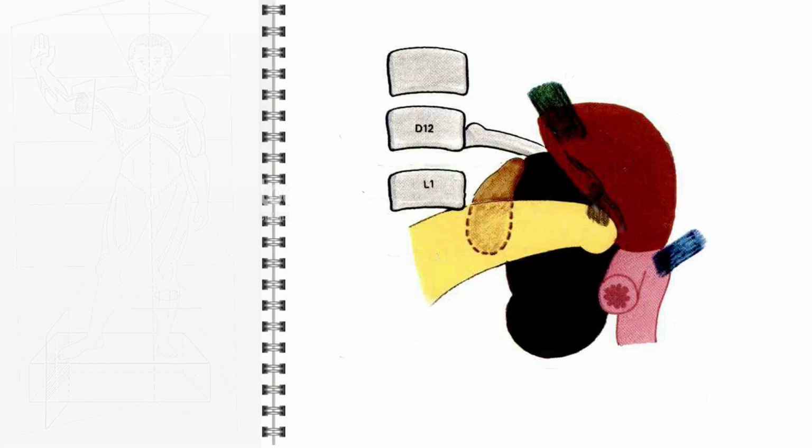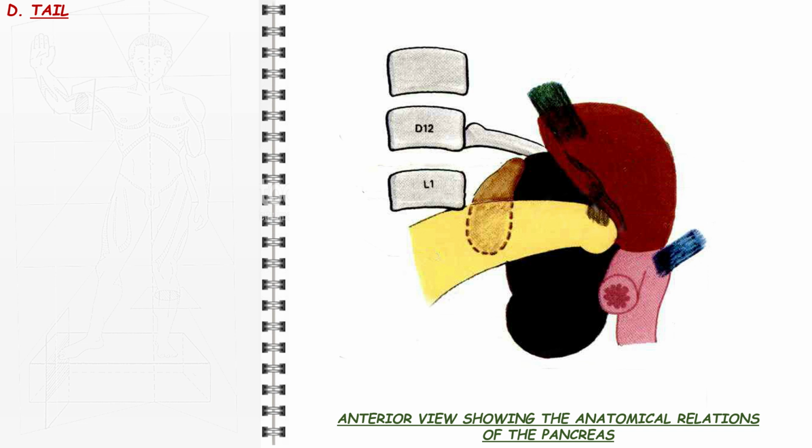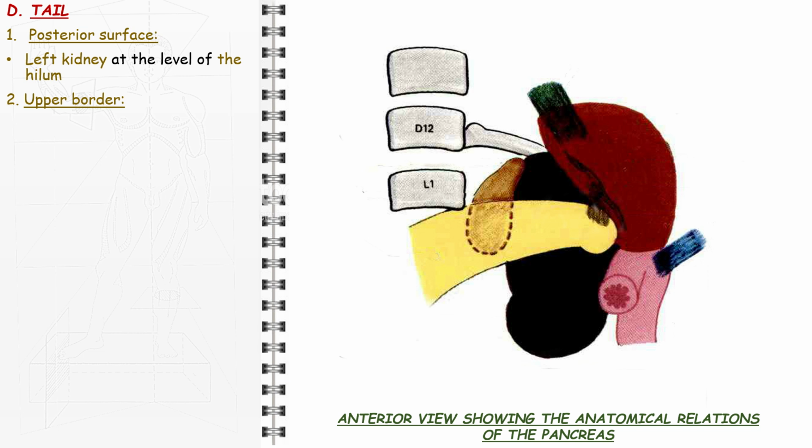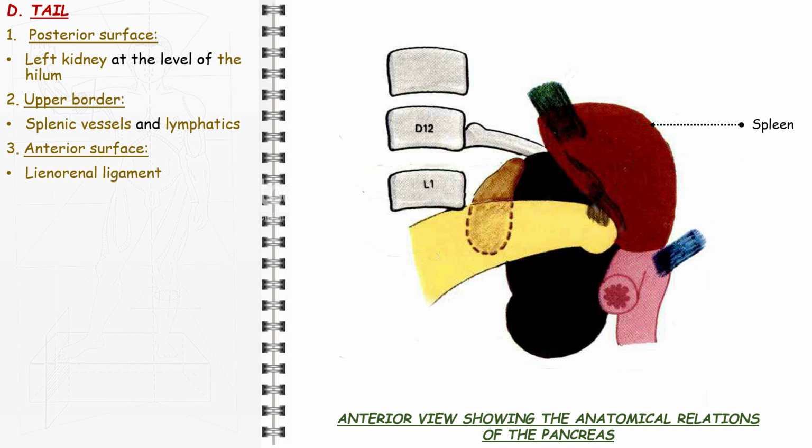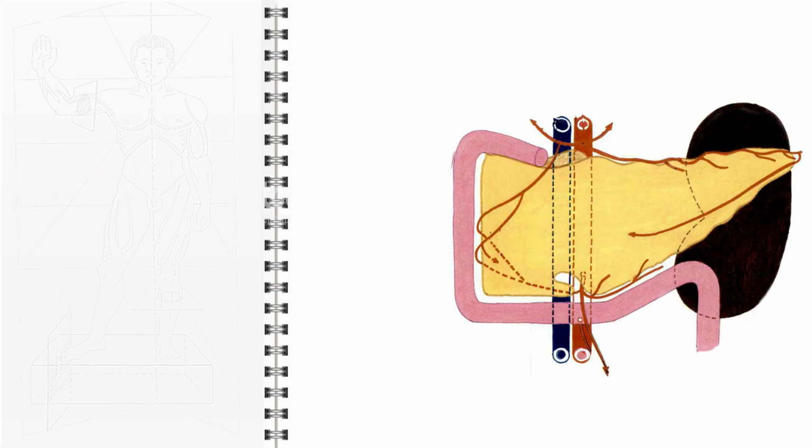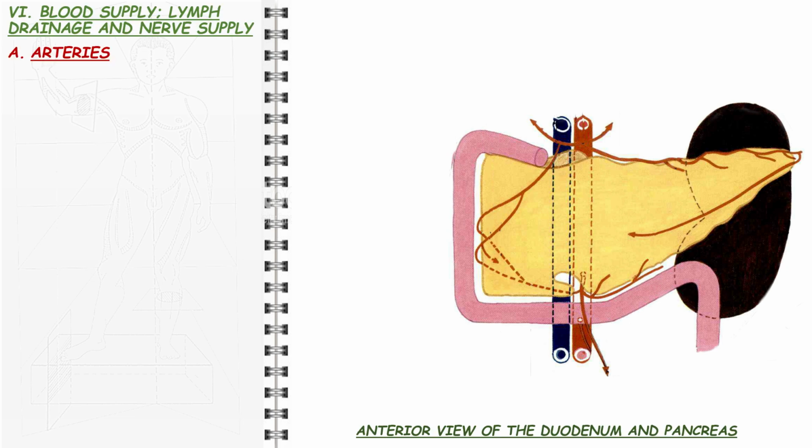The posterior surface of the tail is in contact with the left kidney at the level of the hilum. The upper border is in contact with the splenic pedicle. The anterior surface is covered by the lienorenal ligament and reaches the hilum of the spleen. The head of the pancreas is supplied by the pancreaticoduodenal arteries.